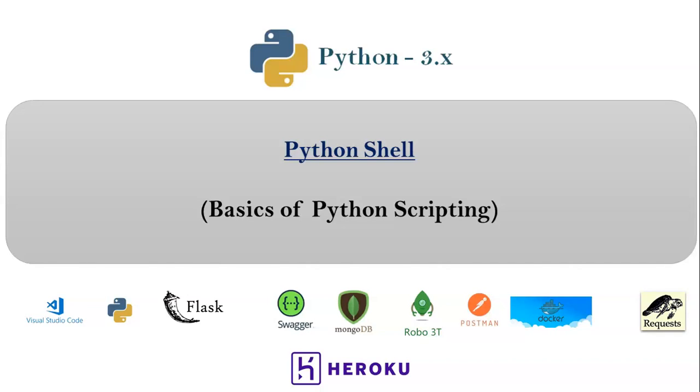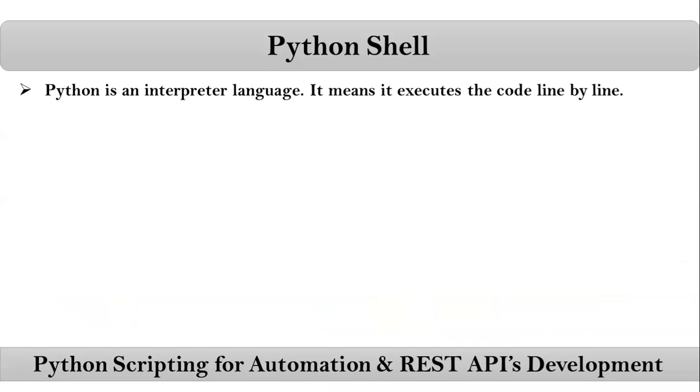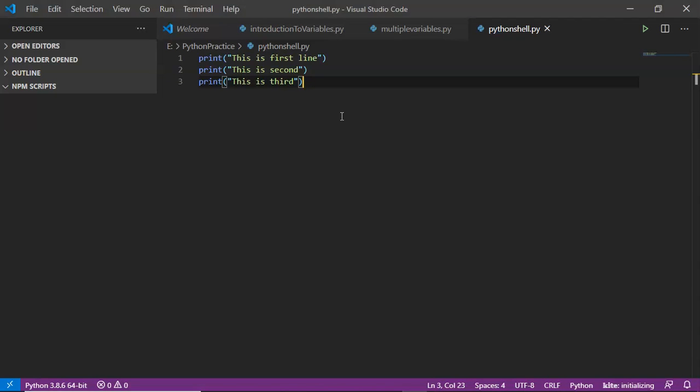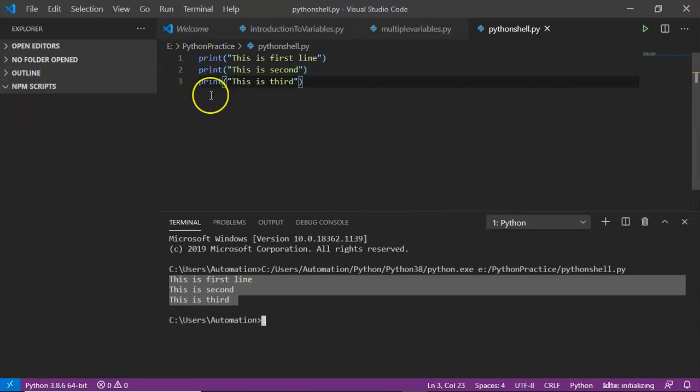Friends, here I will be talking about Python shell. We already know that Python is an interpreter language. That means it executes the code line by line. Suppose I have a simple example with three print functions. Now let me save it and run it. See the output. You are getting three lines of output because you have three print functions.